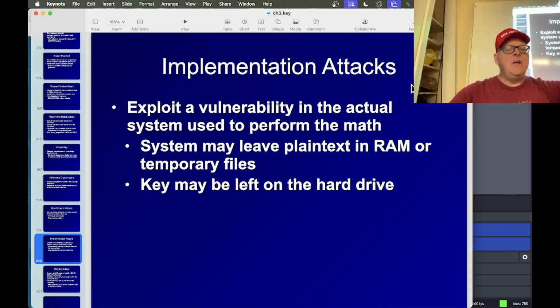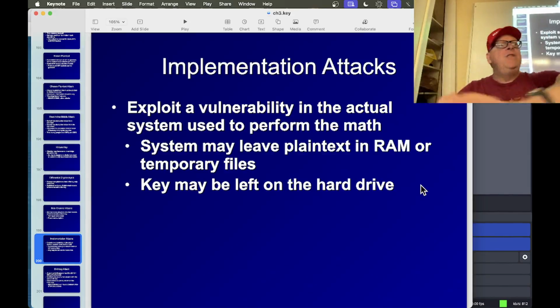And then, of course, there's implementation flaws. This keeps happening. The system leaves a copy of the secret in RAM or in a temporary file or on the hard drive somewhere, and this is how the cold boot attack works against BitLocker. You can get a computer that is not turned off but is in a suspend state, and you can freeze the RAM and put it in another machine and find the key in there.